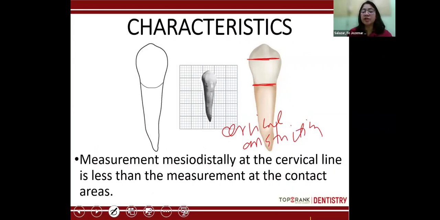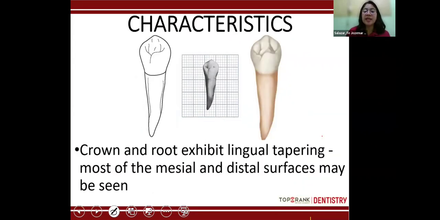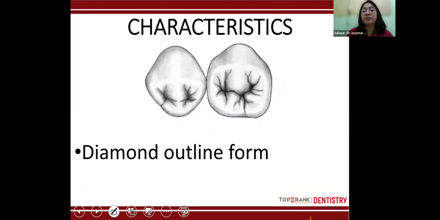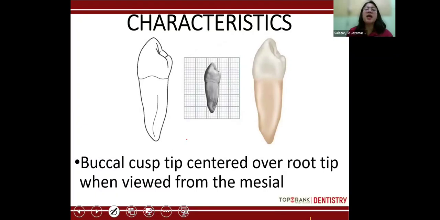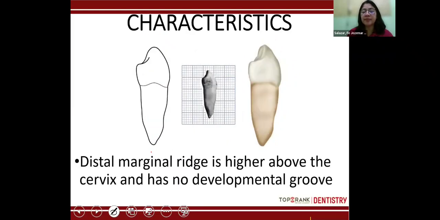Cervical constriction. Crown and root exhibit lingual tapering. Mas narrow siya sa lingual. So you could see mesial and distal surfaces of the crown and the root. Diamond outline form. Buccal cusp tip is centered over the root tip when viewed from the mesial.